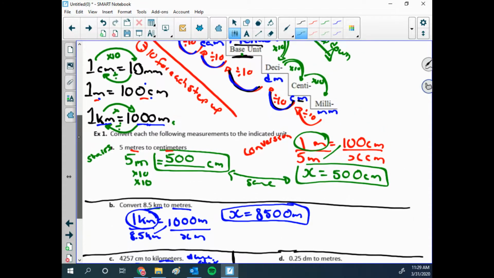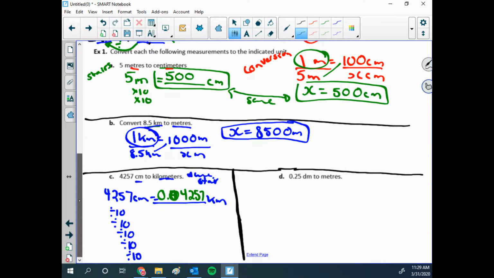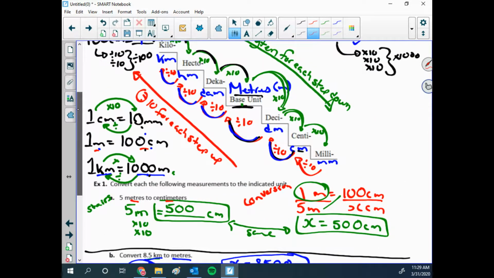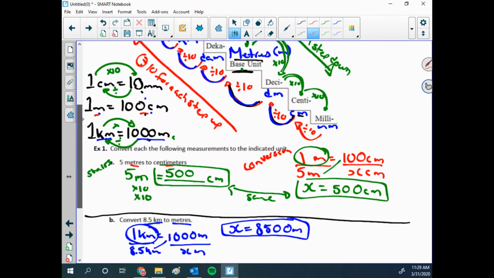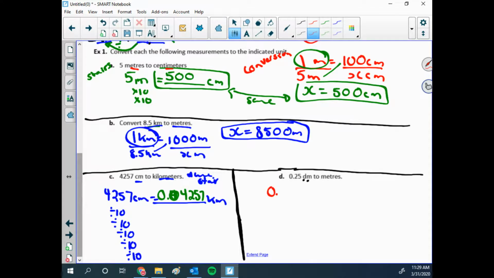Now, if I look at these conversion factors, none of them include decameters, so I can't use those conversion factors. I need to use the staircase for this conversion. So I'm going from decimeters to meters. Decimeters to meters, I just have to move down once. So I take that 0.25 decimeters and divide by 10 to get meters.